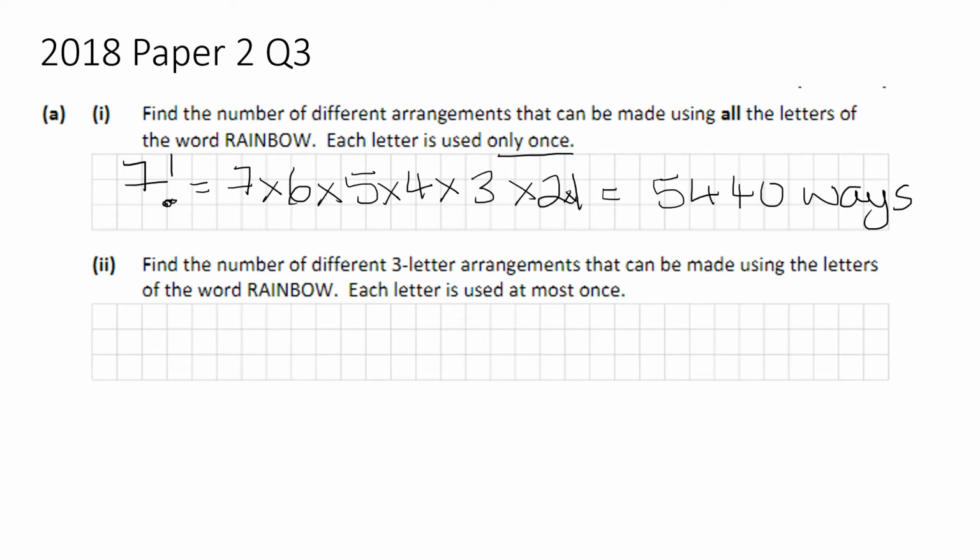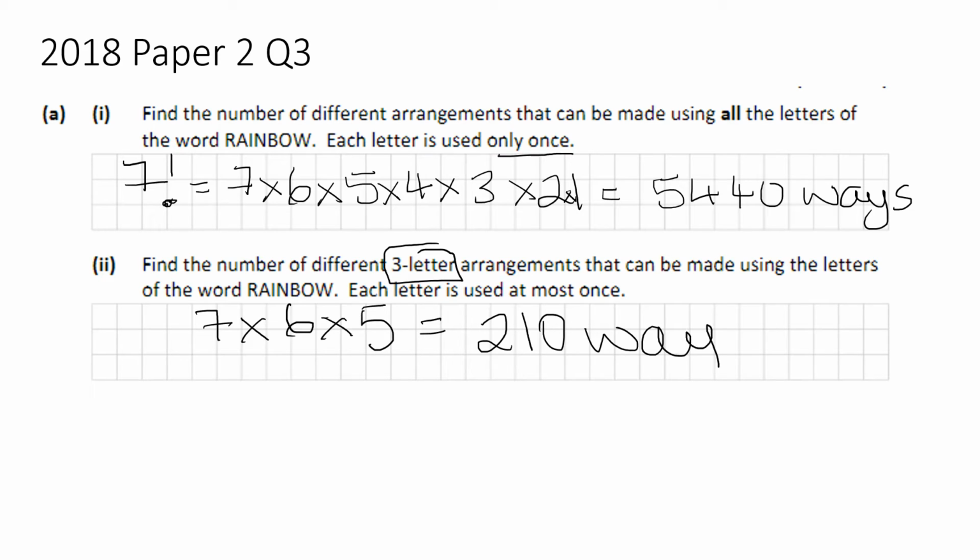For part 2, find the number of different 3-letter arrangements that can be made using the letters of the word rainbow. So this time you can only make 3-letter arrangements. So it means you have 7 to choose from for the first letter, and then you're left with 6, and then you're left with 5. And you stop there because it's only 3 letters. And when you put that into your calculator, you get 210 ways.